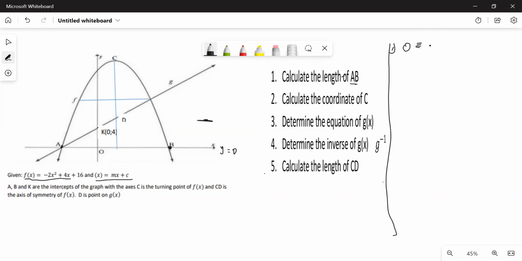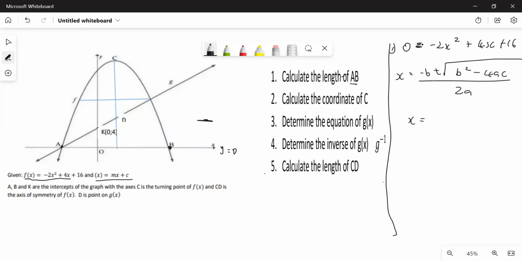So you'll have 0 equaling minus 2x squared plus 4x plus 16. And then you want to factorize the following. You can use your quadratic formula, and then you'll have x equals minus b plus or minus the square root of b squared minus 4ac, all over 2a. If you identify your a, b, and c, you will say a is minus 2, b is equal to 4, and c is equal to 16. And then you will have minus open bracket 4 close bracket, plus or minus the square root of 4 all squared minus 4 multiplied by minus 2 multiplied by 16, all over 2 multiplied by minus 2.